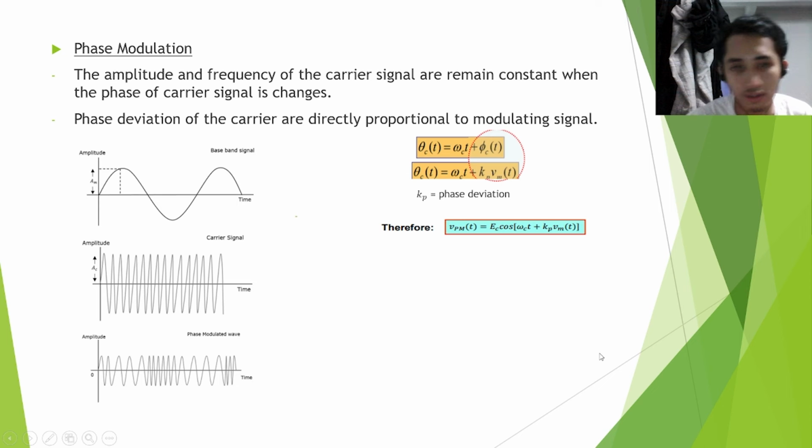So next, this is phase modulation. The amplitude and the frequency of the carrier signal remain constant when the phase of the carrier signal changes. So as you see in this graph, you will see that the phase of the carrier signal changes while the amplitude and the frequency remain constant. So the phase deviation of the carrier is directly proportional to the modulated signal, as you see in this equation. And this is the phase modulated signal equation.